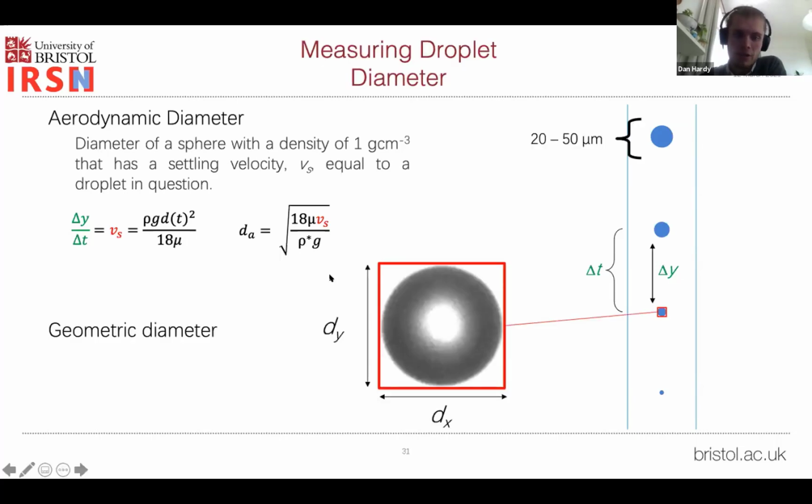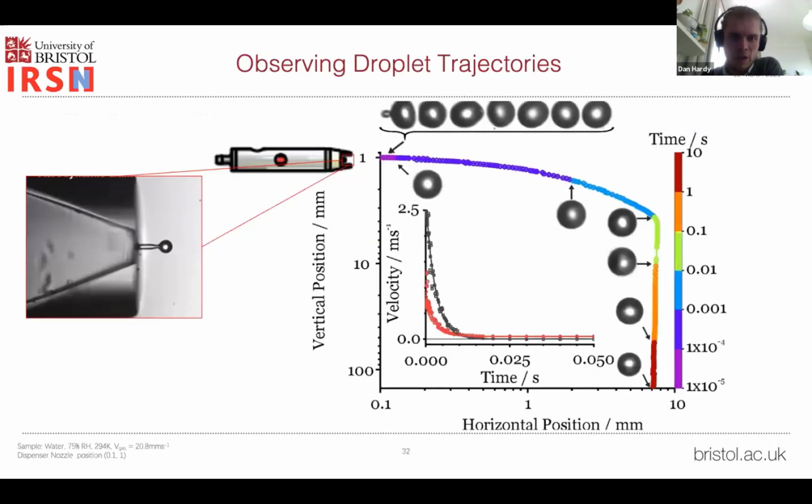Additionally, we can measure a geometric diameter, which we do simply using bright field imaging and calibrating our image, so we know the size of one pixel. We count how many pixels the droplet covers in our image, and we can just get the size from that. So here's the kind of data that we collect.